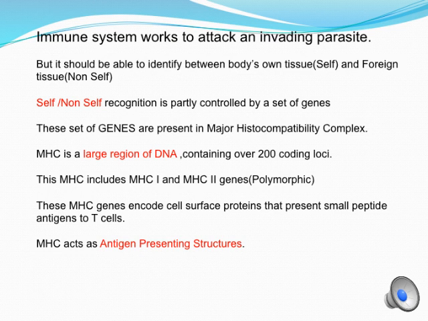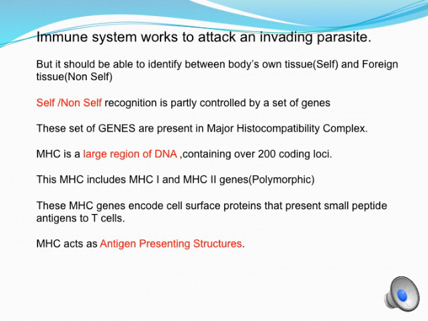Your immune cells or your immune system should identify whether it is acting against the body's own tissue or a foreign tissue. If it is acting against my own body cell, it will be called self, and if it is acting on a foreign tissue, that will be called non-self. So I hope you understand the difference between a self or a non-self tissue.